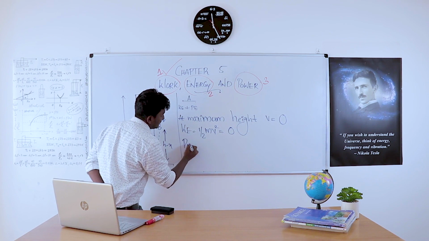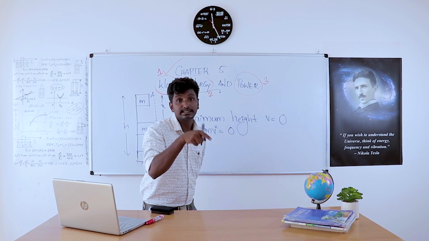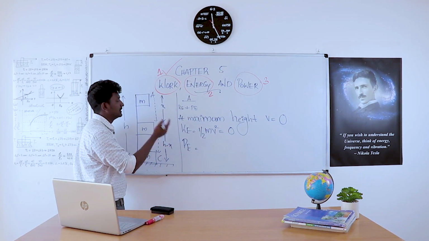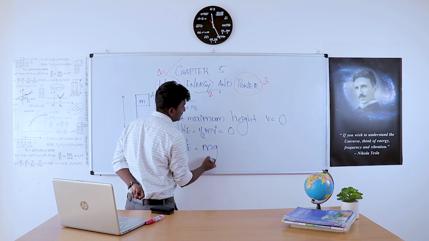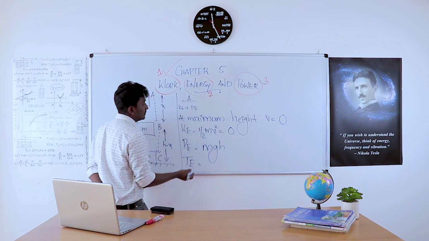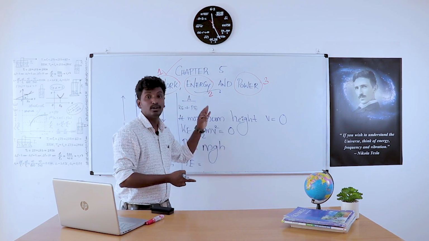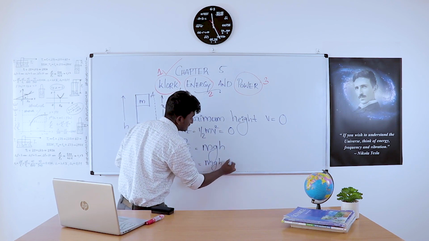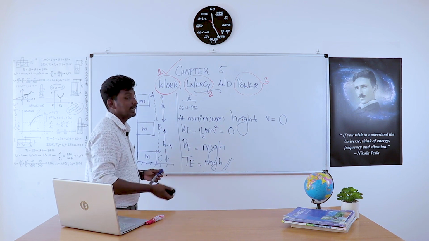Then potential energy: we all know that the equation for potential energy is mgh. Here the mass of the object is m, acceleration due to gravity g does not change, and height is h. Therefore, potential energy is mgh. Then total energy is kinetic energy plus potential energy, that is 0 plus mgh, which gives mgh. This is the total energy at point A.